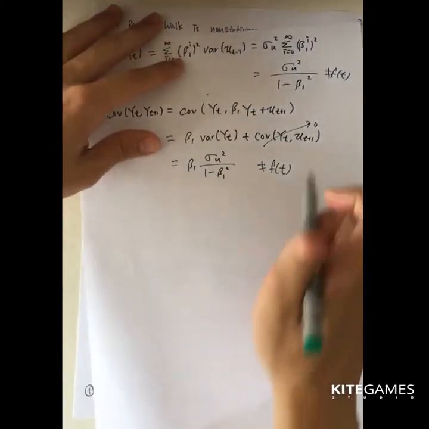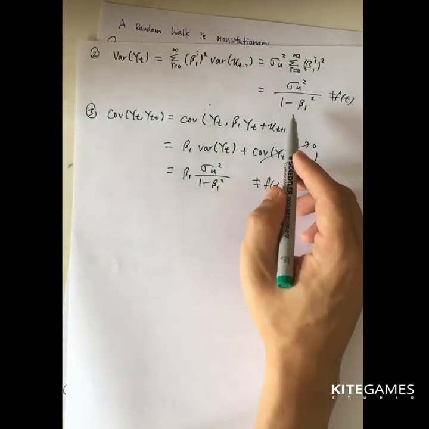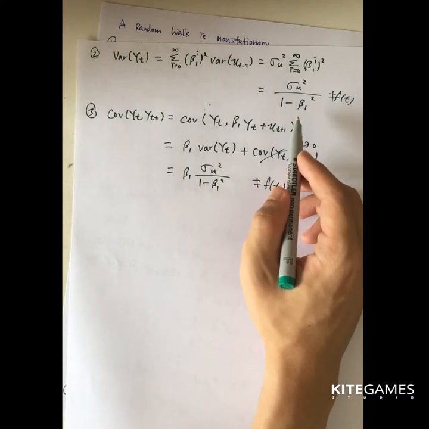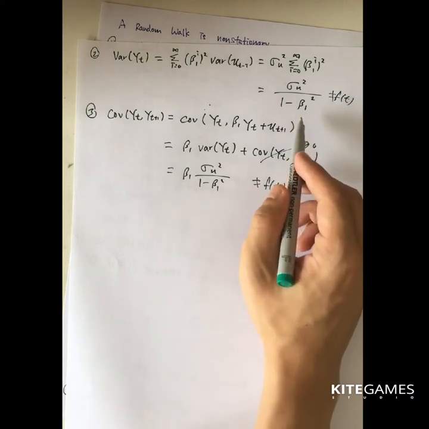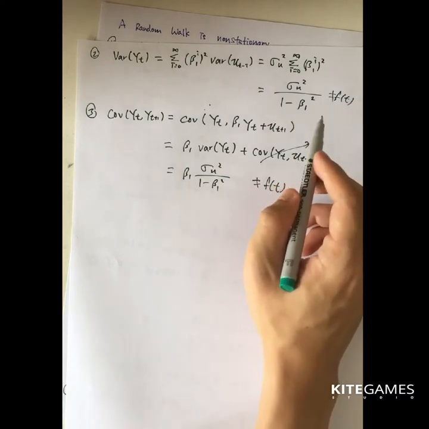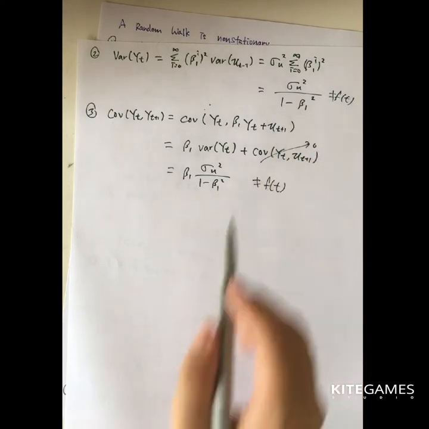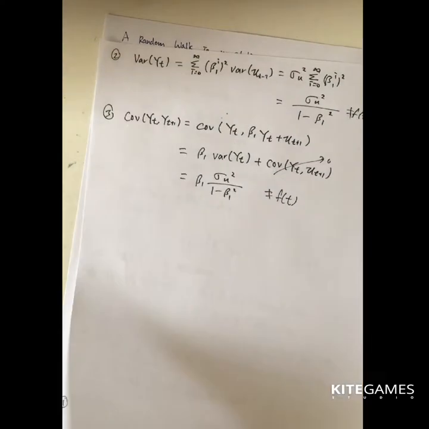And for beta 1 smaller than 1, we can also ensure that we can find a value. It will not be explosive in the sum of the geometric series.